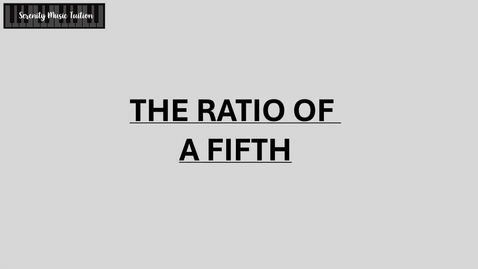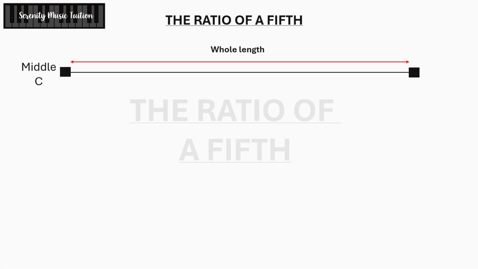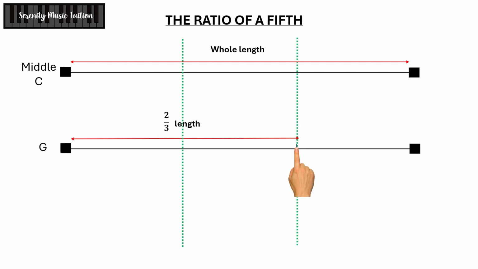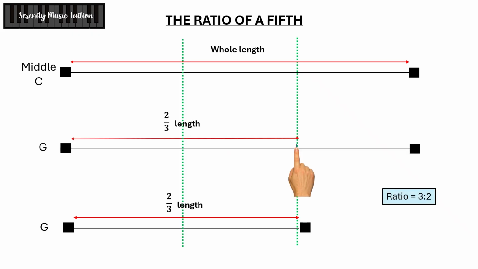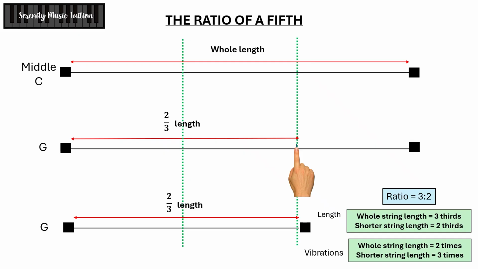Now let's move on to the ratio of a fifth. Pythagoras started off with a string tuned at middle C. He realised that if he stopped the string at 2/3 of the length, the resulting note would be G, a fifth higher than middle C. This would be the same as cutting the string to 2/3 of the length. The resulting ratio is 3:2. The whole string measures 3/3 and the shorter string measures 2/3. Therefore, the ratio of the whole string to the shorter string is 3:2. The frequency vibrations are inversely proportional to the length.